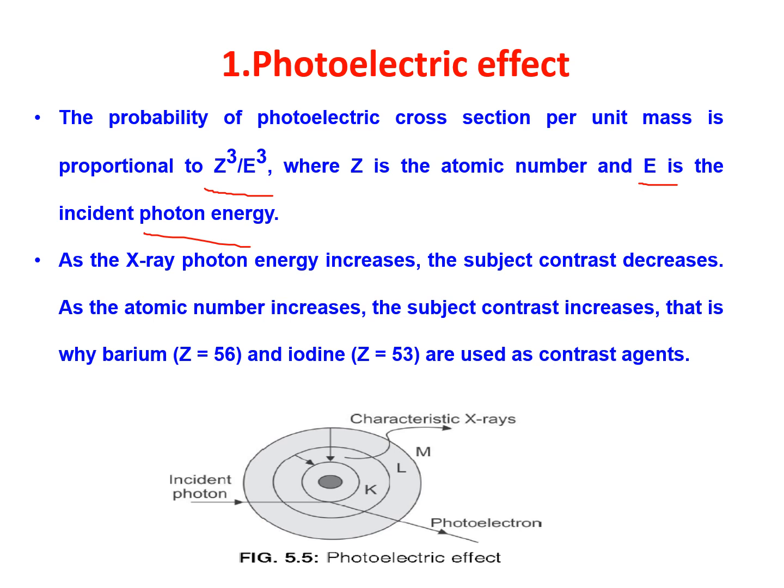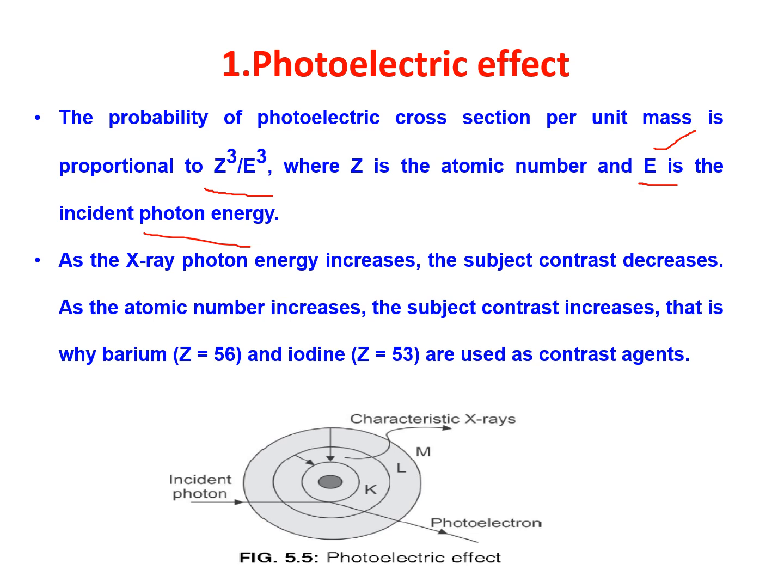See here, as the X-ray photon energy increases, if E increases, the subject contrast will decrease. That we'll see in the next graph. See, if the X-ray photon energy is increased, the subject contrast decreases. As the atomic number increases, the subject contrast also increases. Suppose you need to increase the photoelectric effect.